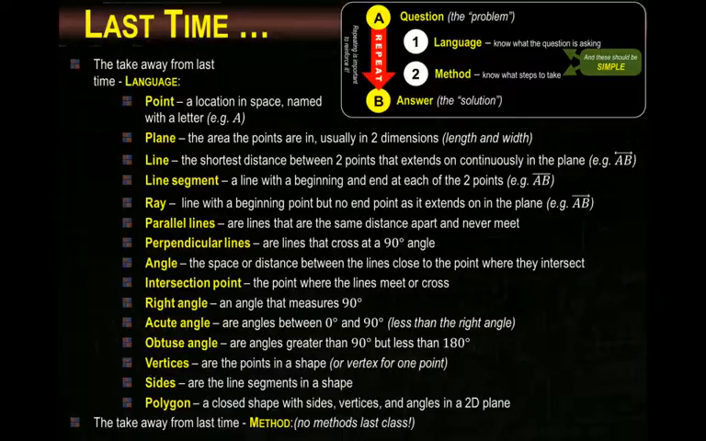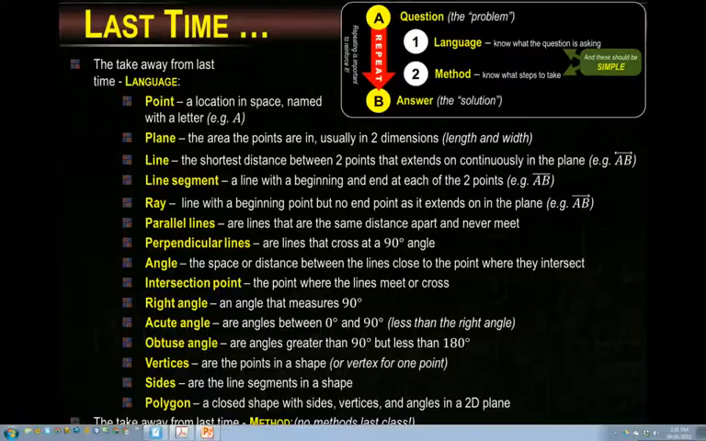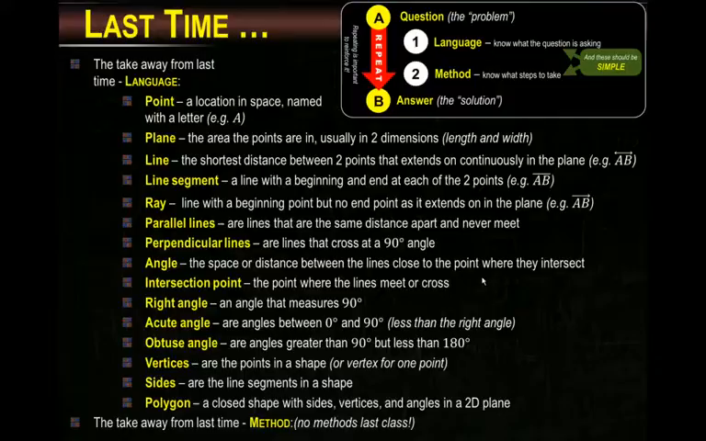So really in part 1 it was just all about this language. There's going to be more language today, okay? You need to be aware of these different pieces of language that the teachers are going to use.